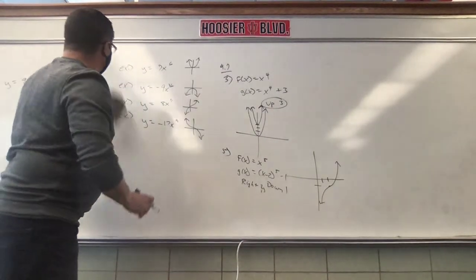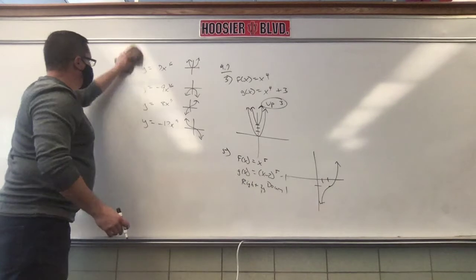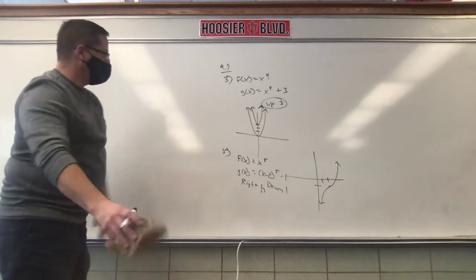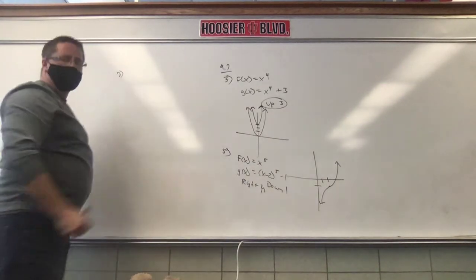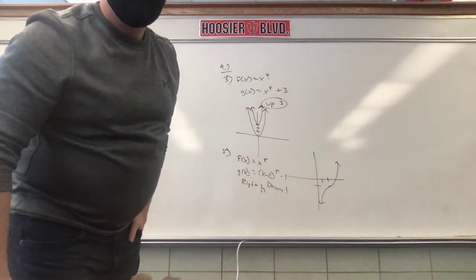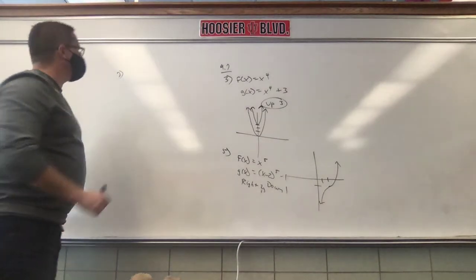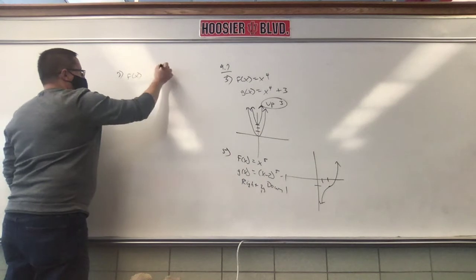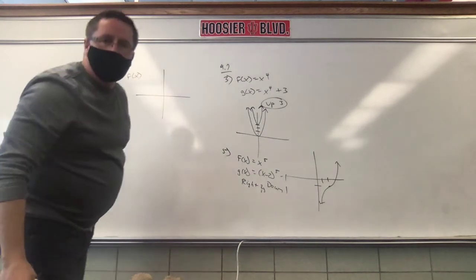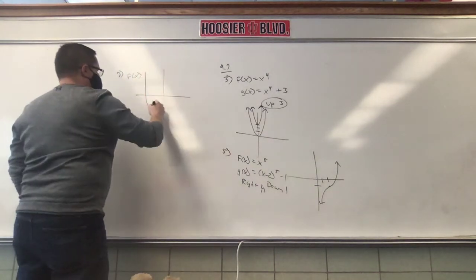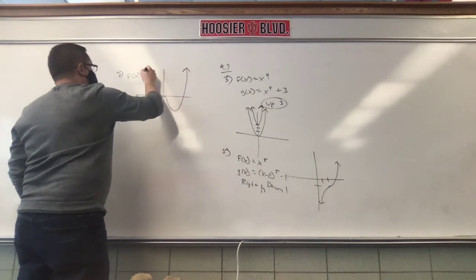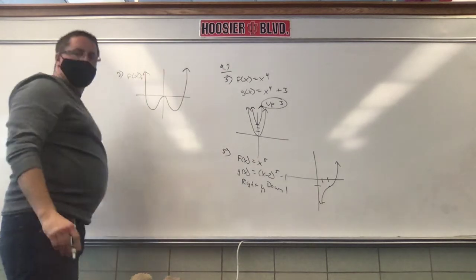I'm going to erase these. Hopefully you got them down. 2 down, 4 to go. This one looks like a tough one, but it's not. They give you this function. It looks like a W. That's what f of x is, a W.